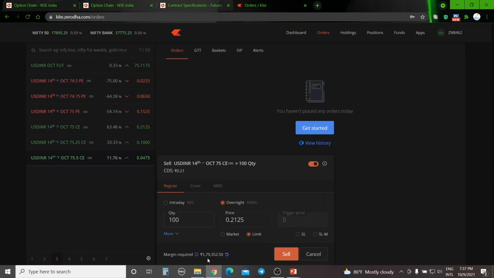The margin required is about 1.8 lakhs, so you can say about 2 lakhs. This is naked selling; the margin benefits will also come here. So around 1,80,000 rupees of margin, and for each tick you are going to either gain 250 rupees or lose 250 rupees. This is risky.